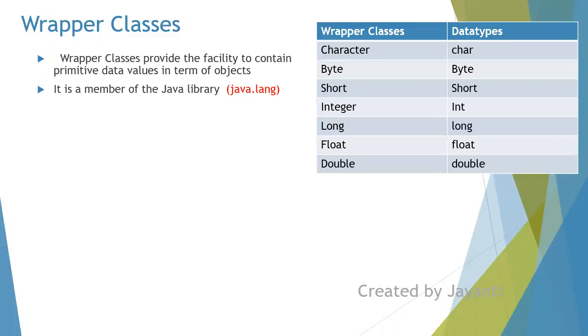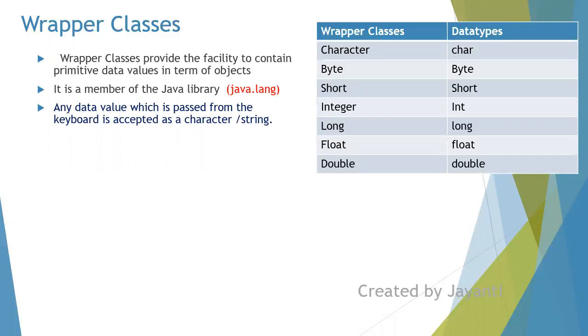So basically the wrapper classes, which library do they belong to? Very important: java.lang. Any data value which is passed from the keyboard is accepted as a character or a string. Now when we are using BufferedReader, I'll be talking about that also. Remember, BufferedReader is a class which is very primitive, it was made a long time ago. Whenever you are trying to enter something from a keyboard, it is always taken as a string.